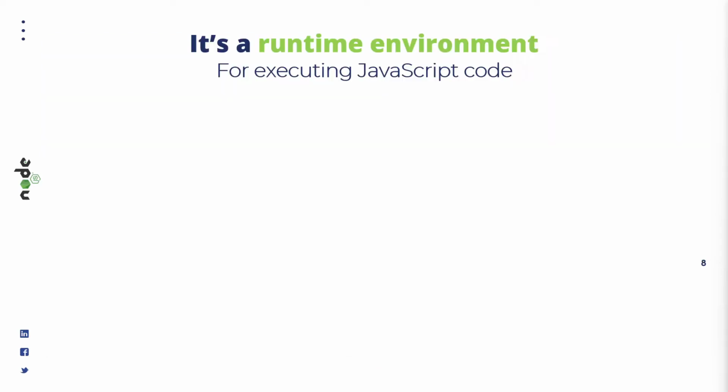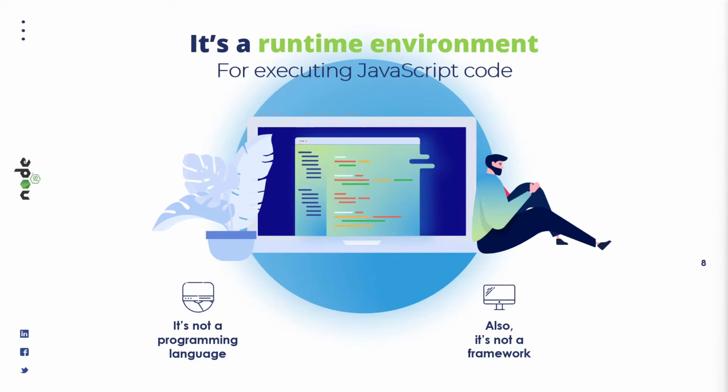Now some people compare Node with C#, Ruby, and other programming languages. Some also compare it with frameworks like ASP.NET, Rails, and Django. Node is neither a programming language nor a framework. It's only a runtime environment for executing JavaScript code. Next we are going to see how Node works.